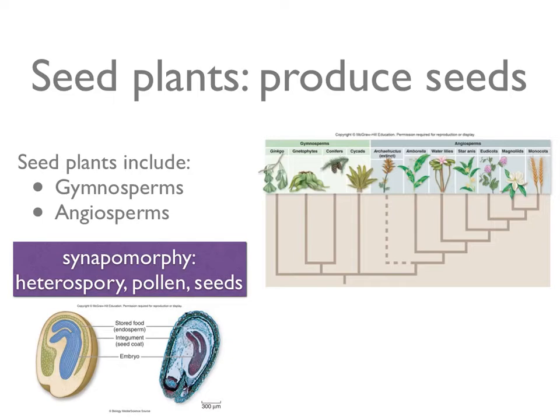So synapomorphy for seed plants, gymnosperms, those are pines and cedars and redwoods. And then angiosperms are the flowering plants. They both produce seeds. The synapomorphy for both is heterospory. That means the males produce pollen, very small. The females produce ovules from which the seeds are made.